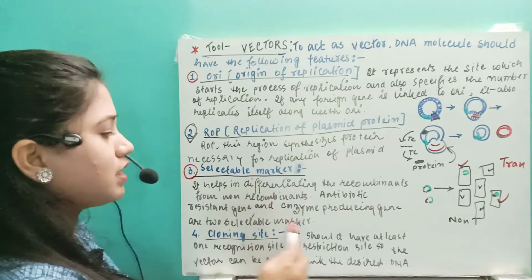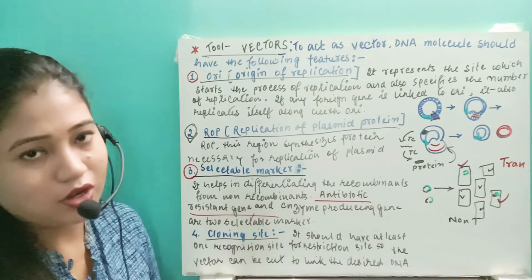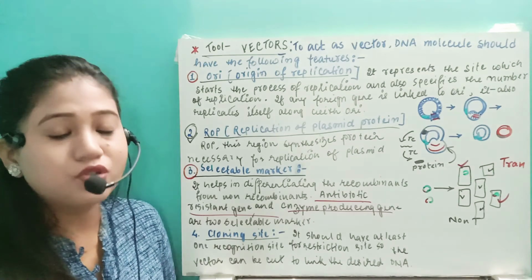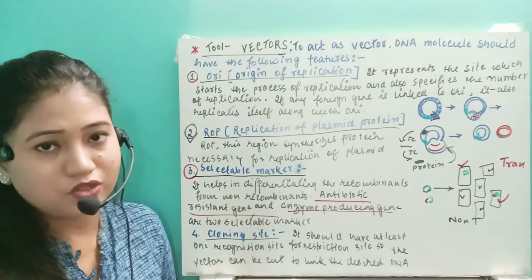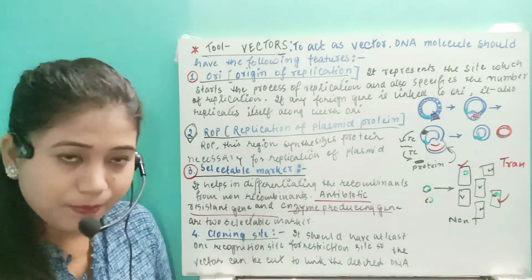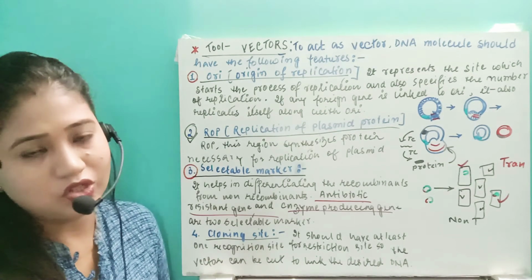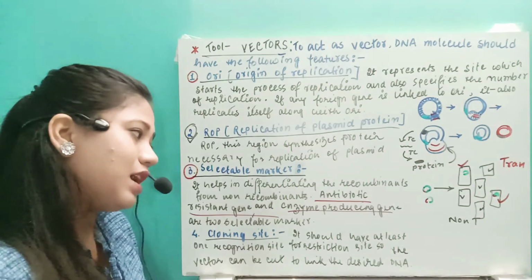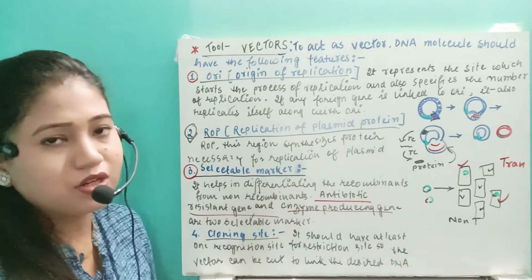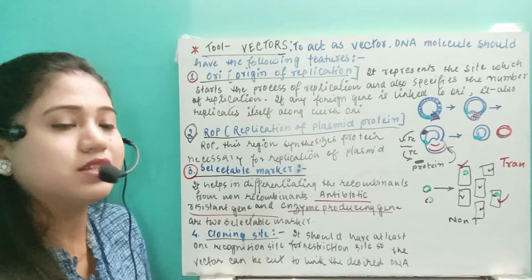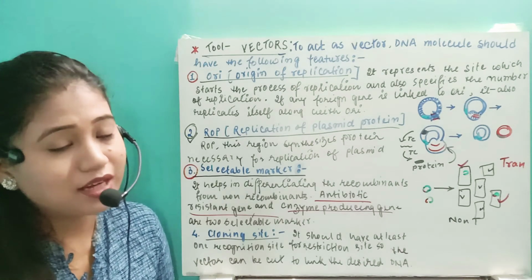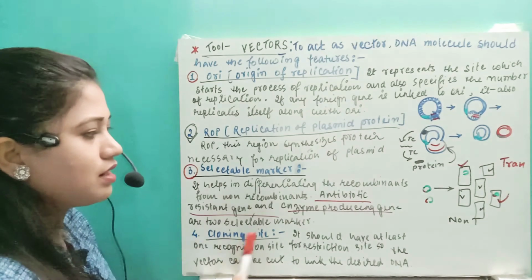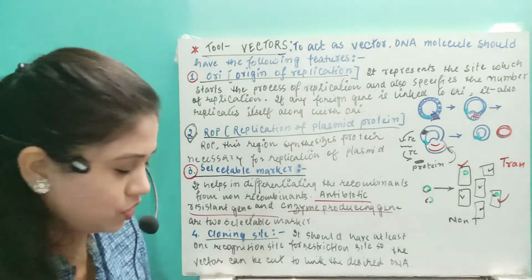There are two types of selectable markers present. One is the antibiotic resistant gene and another is the enzyme producing gene. For antibiotic resistant genes, there are two genes present. One is the tetracycline resistant gene and another is the ampicillin resistant gene. And the next one is the enzyme producing gene. There is one gene present, that is LacZ. So LacZ and the ampicillin resistant gene or tetracycline resistant gene, they are the selectable markers. How the selectable markers will work, we will discuss in the next video. But till now, these are the selectable markers, just for your prior information.